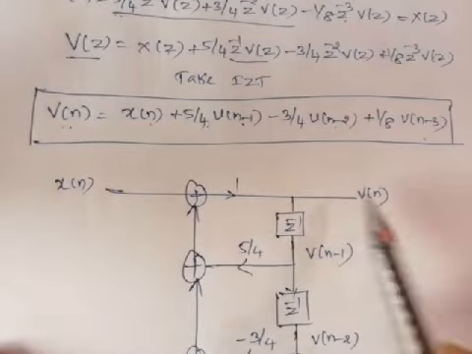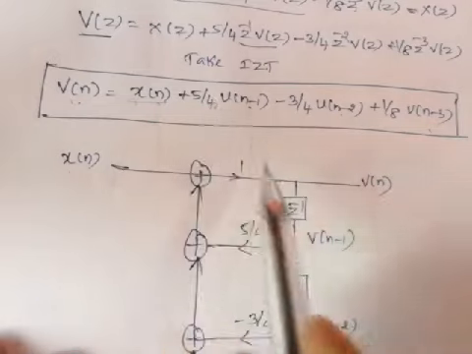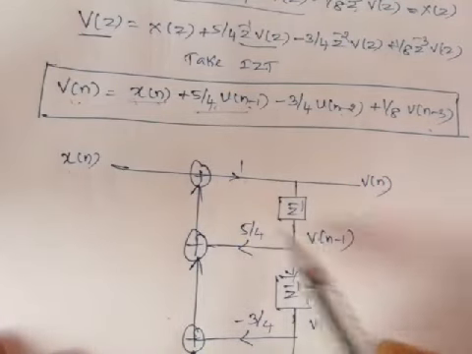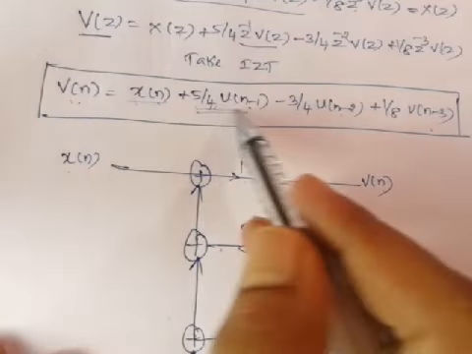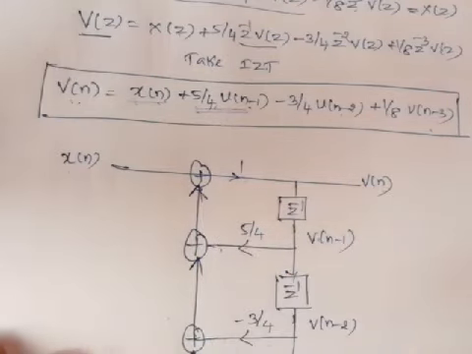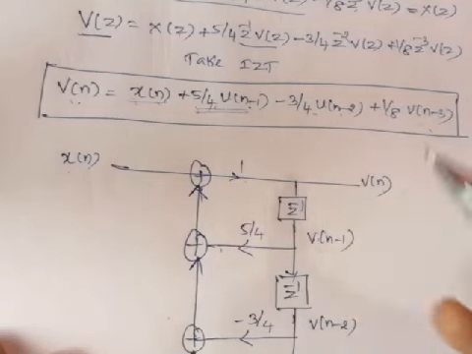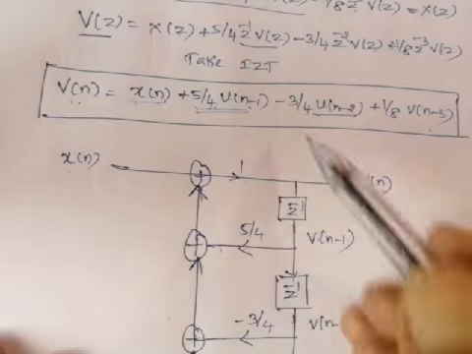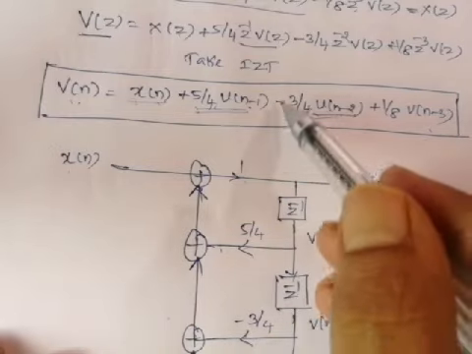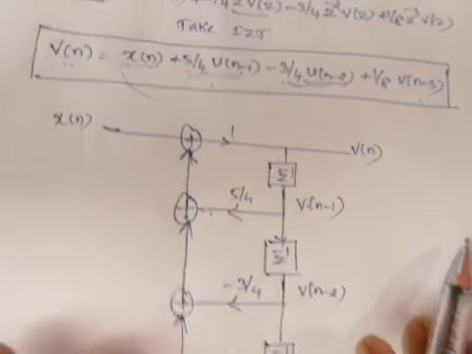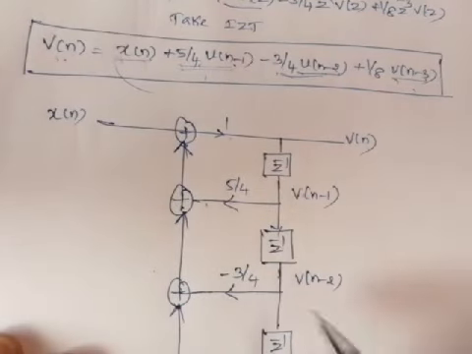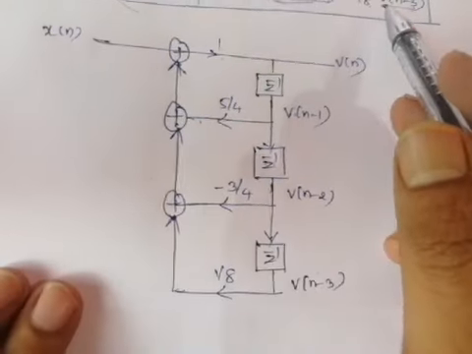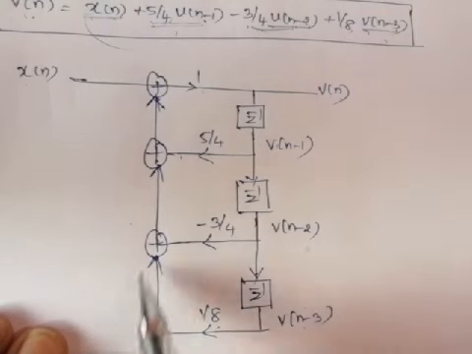v of n is the output and x of n is the input. First part, x of n is multiplied by 1, and second term v of n is delayed by one time, and coefficient term is 5 by 4. This operation is added to the previous term, that is x of n. Next, second v of n is delayed twice, so one more time delay. Coefficient term is minus 3 by 4. This operation is added to the previous result, so plus here. Next v of n minus 3 delayed by third time, and coefficient term is 1 by 8, that is added to the previous block.